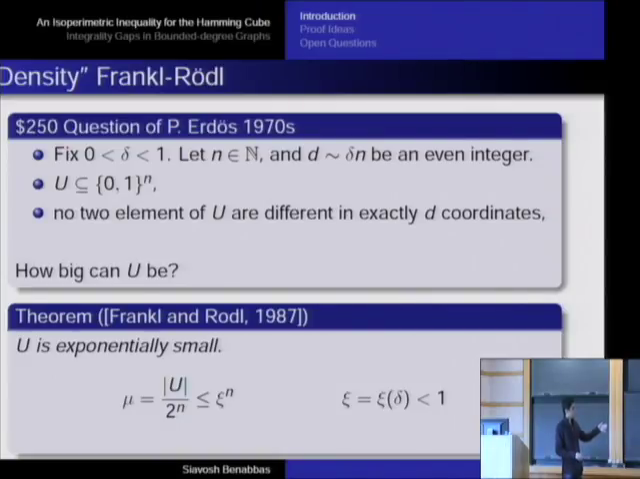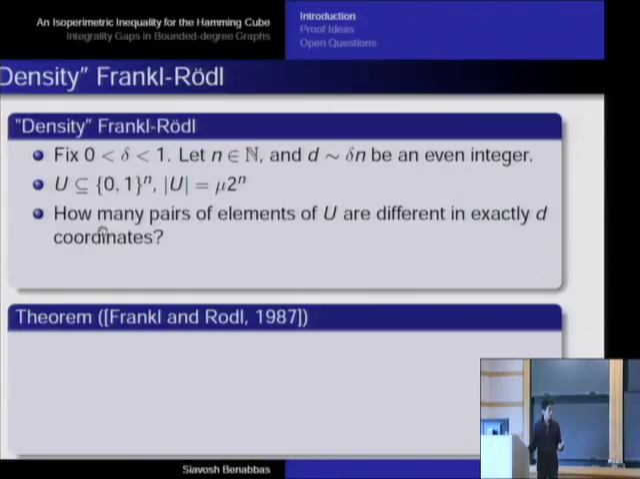Frankl and Rodl showed that any set which does not have a pair at distance d has to be exponentially small. So the contrapositive would be that if you have a set which is pretty big, then it should have a pair at distance exactly d. So the problem we study is exactly how many such pairs such a set should have. The main focus will be sets of constant density, but the theorem applies to some sets which are just a little bit smaller. Unfortunately, we can't really say anything about sets which are exponentially small.